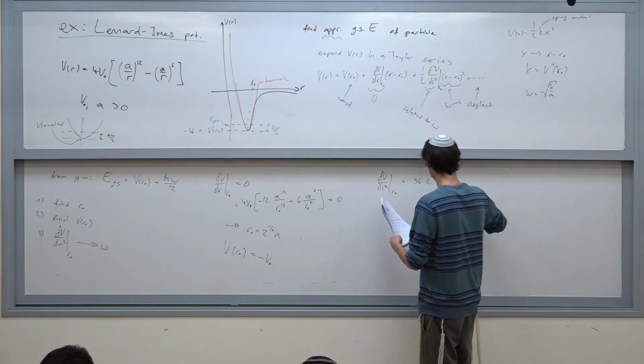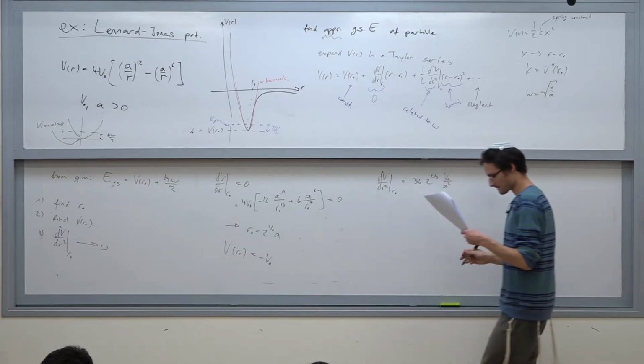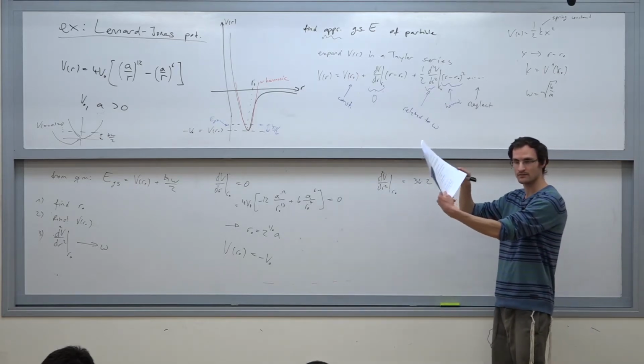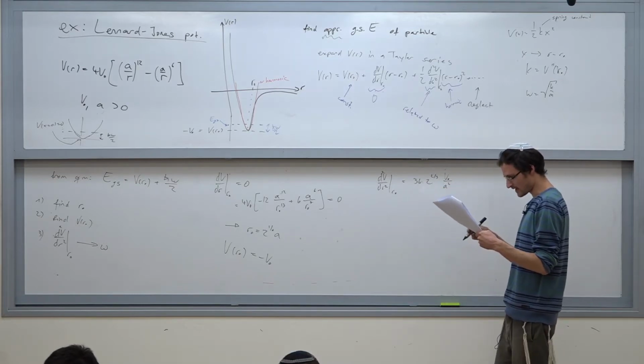Sorry, V0 over A squared. All the calculations are online as well. So if you get lost, know that it's all there, and I hope it has no mistakes in it. I really do hope so.